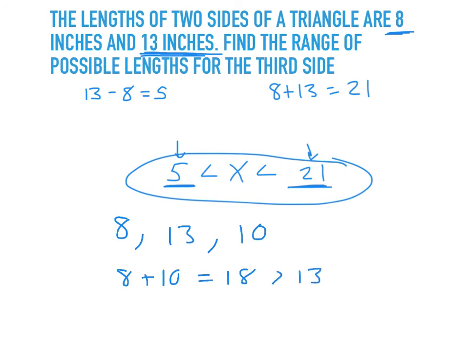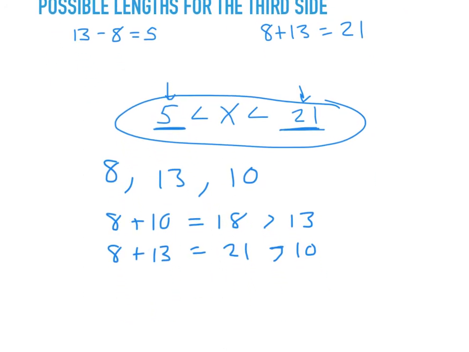What's another two sides that we can add together? 8 and 13, which is 21. Is that greater than 10? Yep. And what's our last two that we can add together? 10 and 13, which is 23. Is that greater than 8? Yep. So 10 works.